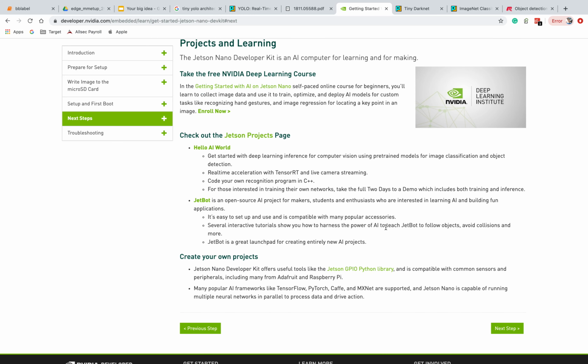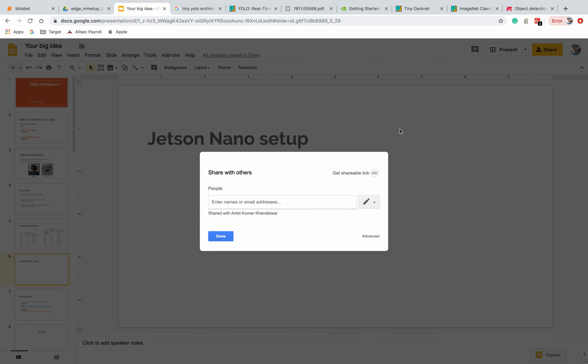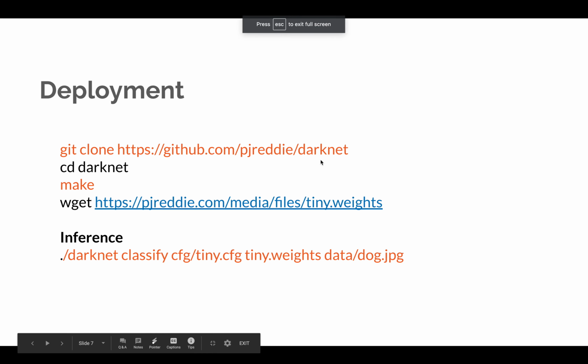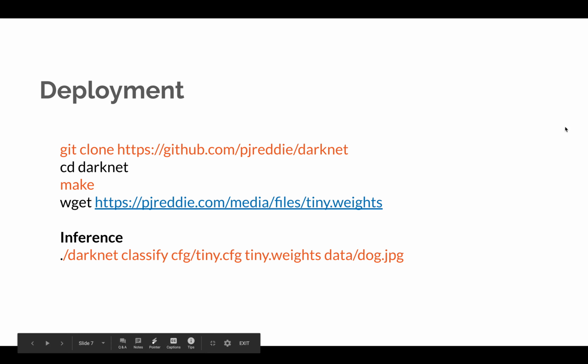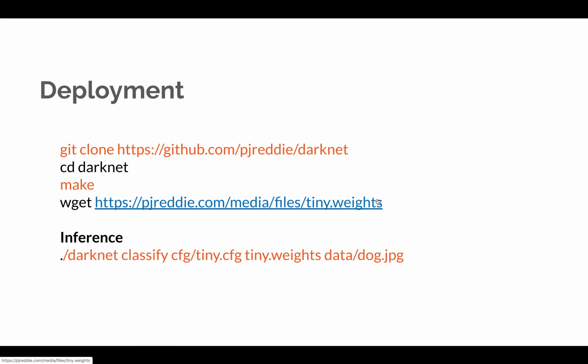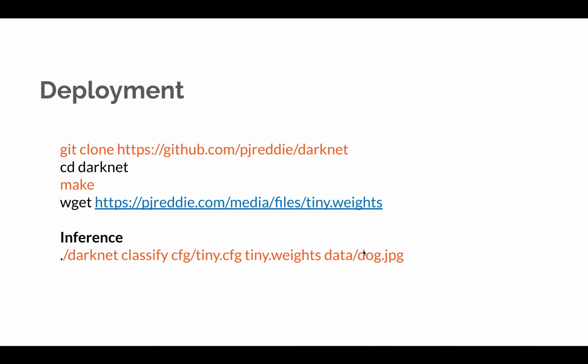Another thing, the next part we are going to discuss is the deployment on the Jetson Nano. So how can we deploy? For deployment we have to download the darknet repo. We can clone the darknet repo and then make it to build the library. A pre-trained model is already available, the tiny weights, so you can download the tiny weights, and for inference you can run this command.